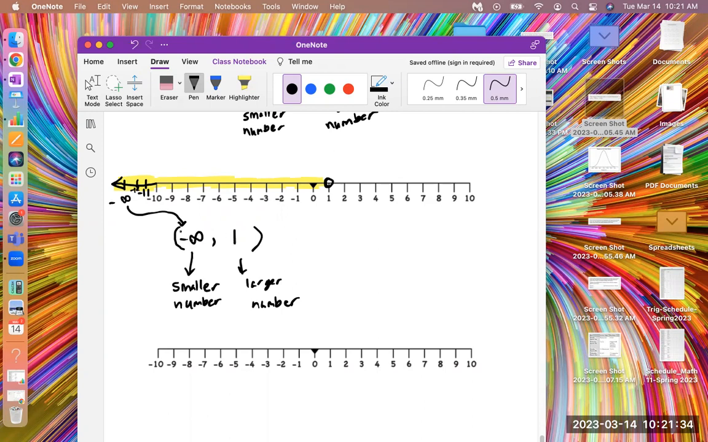So that's what the notation looks like in interval notation, if we were trying to explain to somebody all numbers between negative infinity and 1, then you would write it like this: parenthesis, negative infinity, comma, 1, parenthesis. Okay.